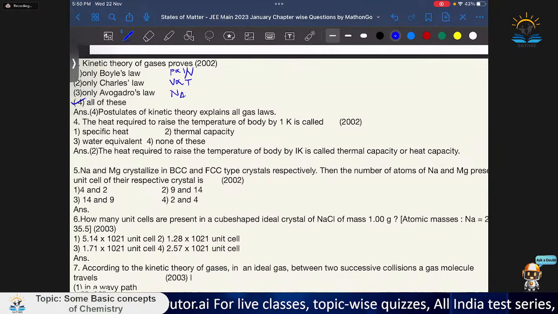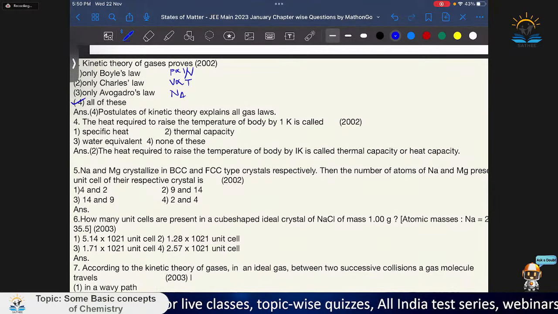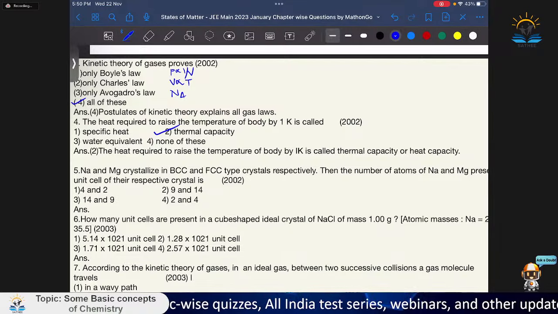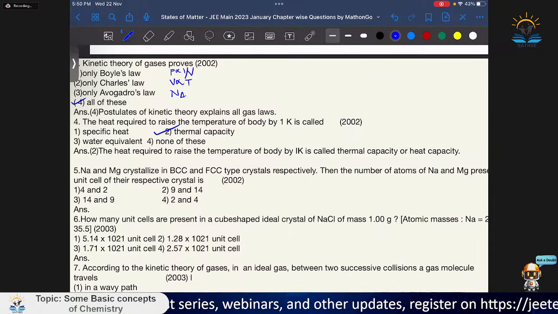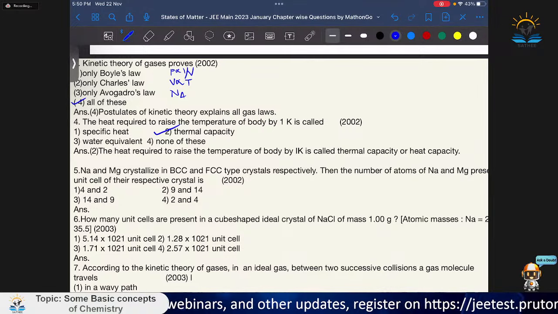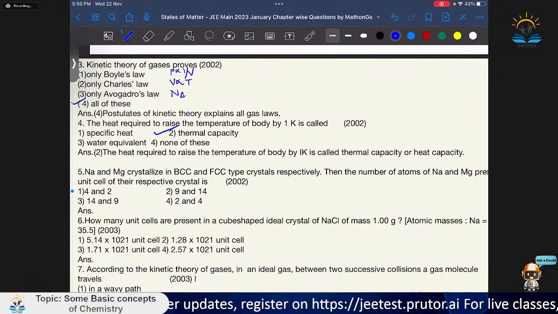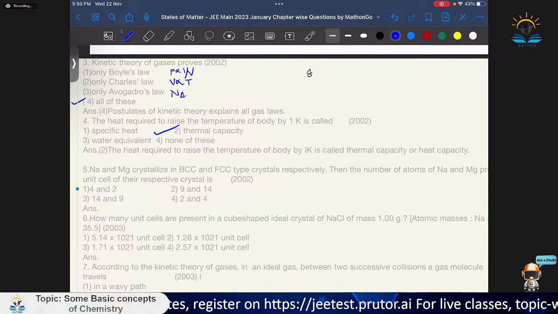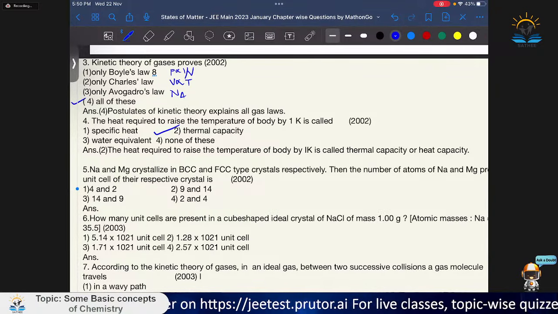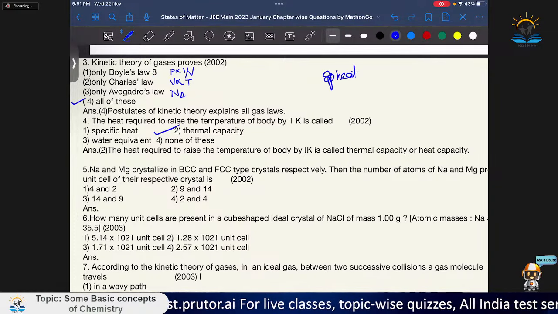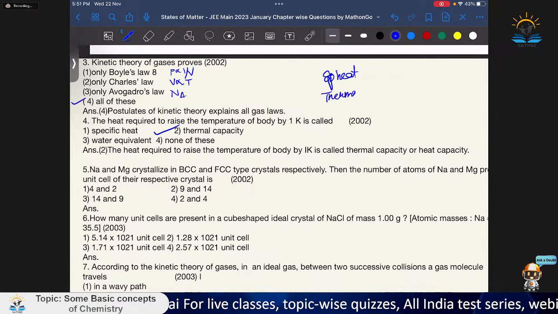Next, the heat required to raise the temperature of a body by 1 Kelvin is called, we know it is the thermal capacity. This is basically dealt with in thermodynamics. No need to worry. Just try to remember it, that the amount of heat that is required to raise the temperature of a body by 1 Kelvin is called thermal capacity. There is thermal capacity, then there is specific heat and all of this. What do they mean?